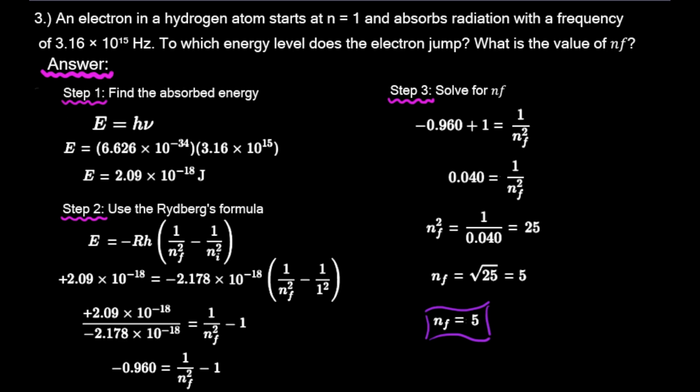Now we solve for n final by taking the reciprocal to get n final squared is equal to 1 divided by 0.04, which equals 25. Finally, we take the square root of both sides to get n final equals 5. So the electron absorbs that much radiation to jump from n equals 1 up to n equals 5. Let's move on to question number 4.